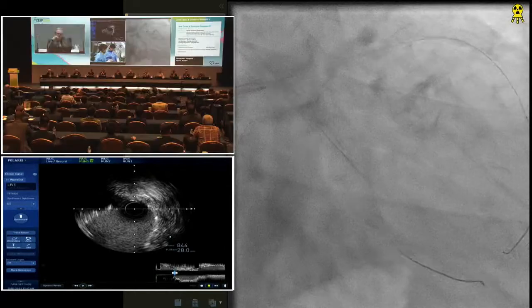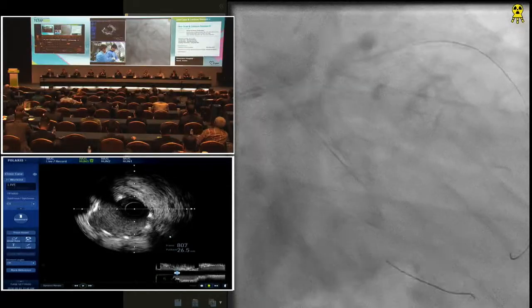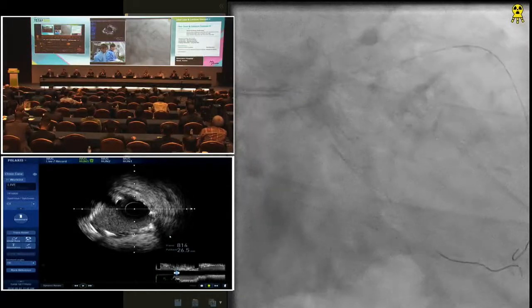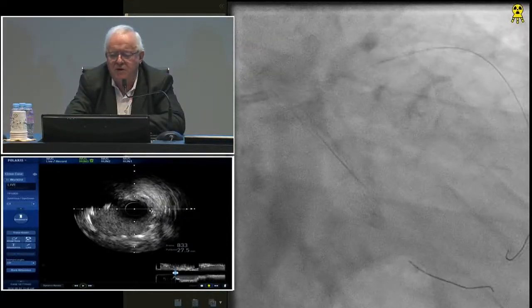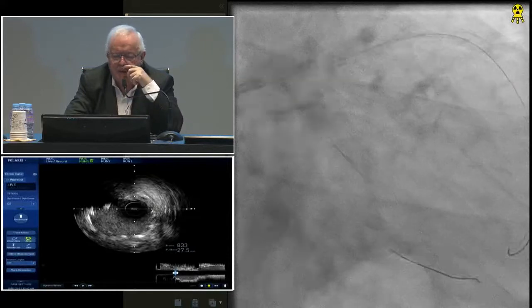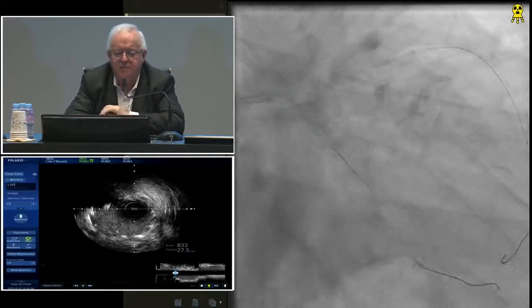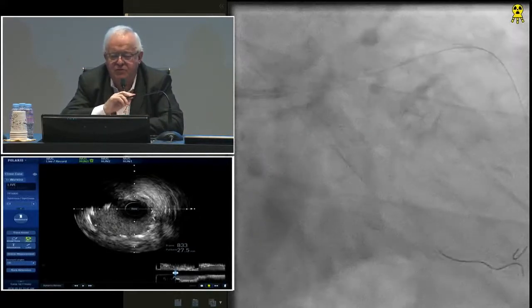This is what is observed in soft bench when we use kissing balloon to finish the case. That's the reason why, normally in a big vessel like the left main, I always finish with a POT to have the round shape.